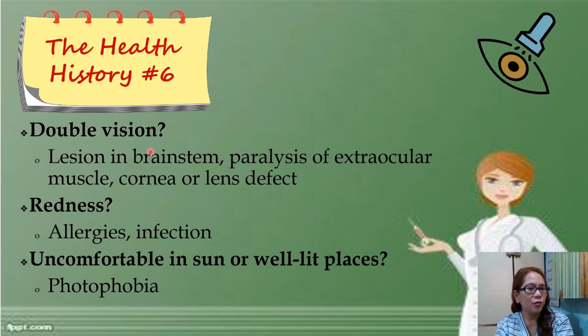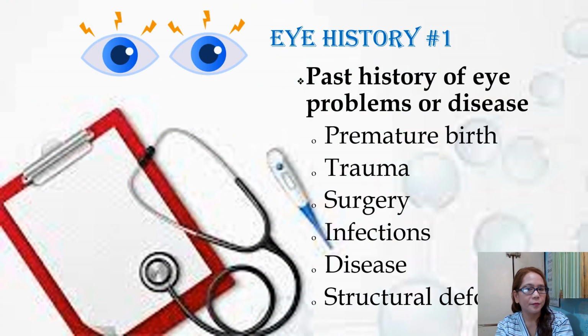Okay. So, is there double vision? Kapag meron, probably there is a lesion in the brainstem or paralysis of extraocular muscle or in the cornea or lens defect. Is there redness? That could be due to allergies or infection. Is there uncomfortable in sun or well-lit places? Okay, that could be a sign of photophobia. Now, let's check the past history of the eye problems or disease.